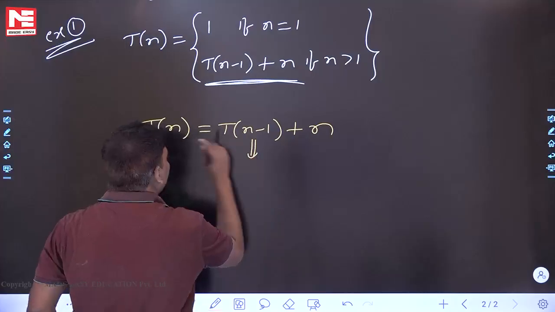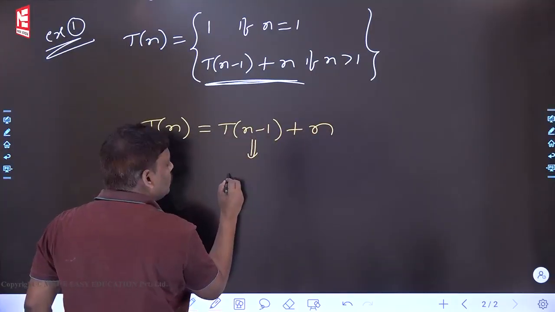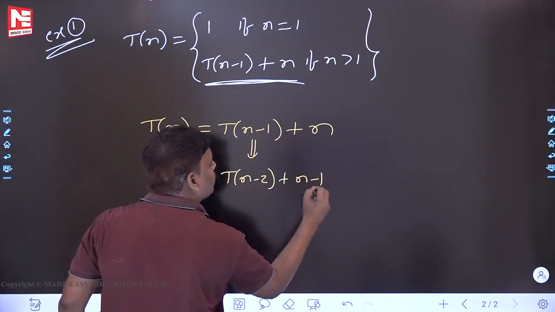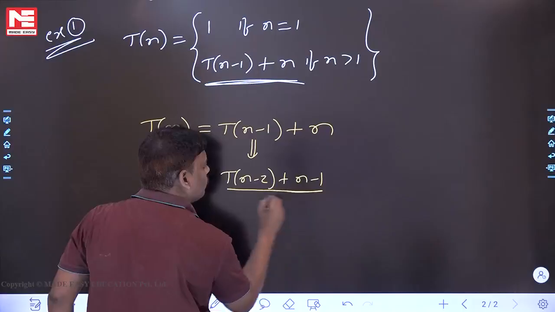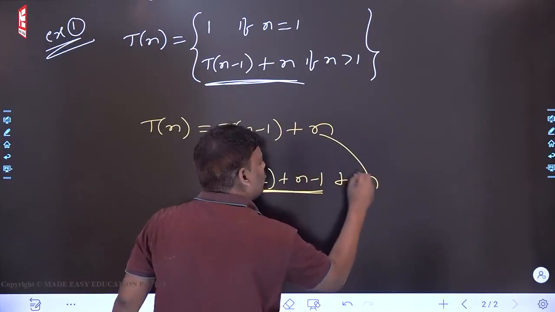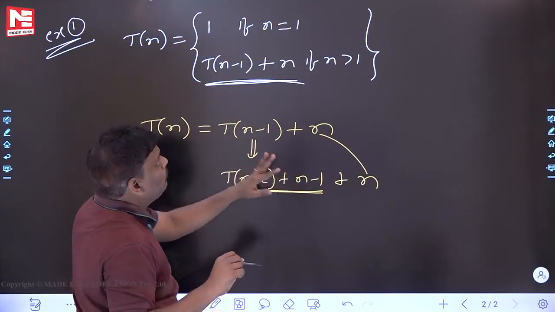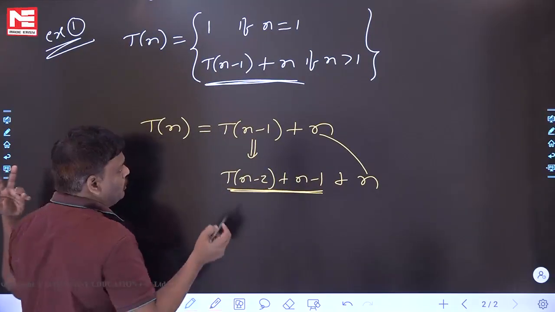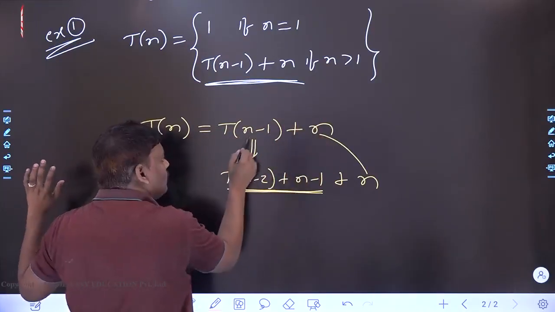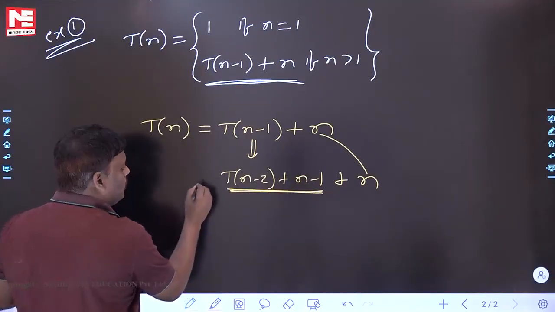Can you help me now? Tn is equal to Tn minus 1 plus n. What is Tn minus 1? Tn minus 1 is equal to Tn minus 2 plus n minus 1, because this one is given, and whatever is there previously stays the same. Substituting the given function repeatedly until the given function is removed is known as the substitution method. So Tn is equal to Tn minus 1 plus n. Then Tn minus 1 is equal to Tn minus 2 plus n minus 1. Everyone fine?